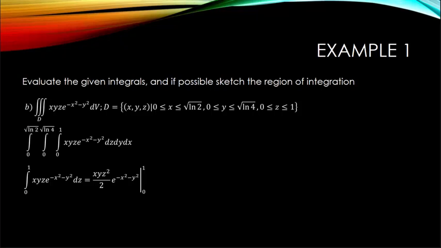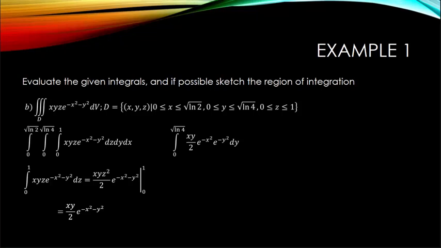The integral from 0 to 1 of xyz e to the negative x squared minus y squared power dz. This becomes xyz squared over 2 times e to the negative x squared minus y squared power, evaluated from 0 to 1. This gives me xy over 2 times e to the negative x squared minus y squared power. This is my integrand in my middle integral.